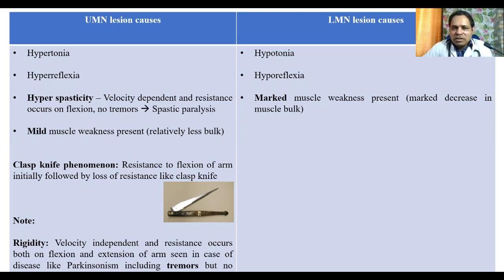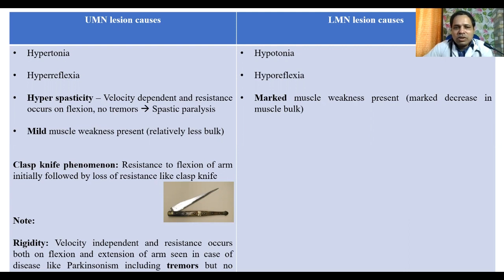That is because of the spasticity, which is called velocity dependent. Now, in terms of rigidity, rigidity is velocity independent and resistance occurs both at flexion and extension. Here, resistance is offered only on the extension. We are going to open it, isn't it? But in rigidity, the resistance is offered both on flexion and extension, seen in diseases like Parkinson's. Tremors are there in Parkinson's, but you are not going to see them in this upper motor neuron lesion type.